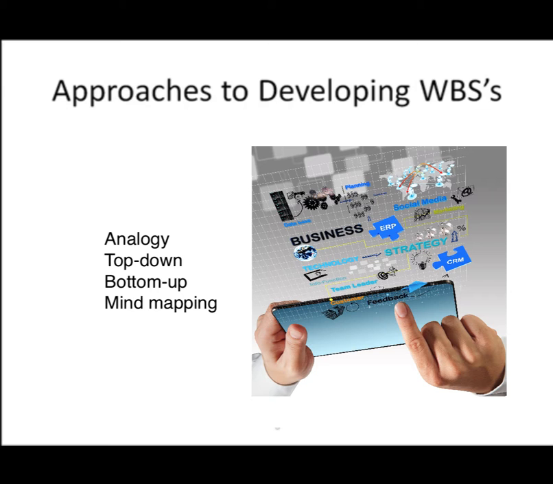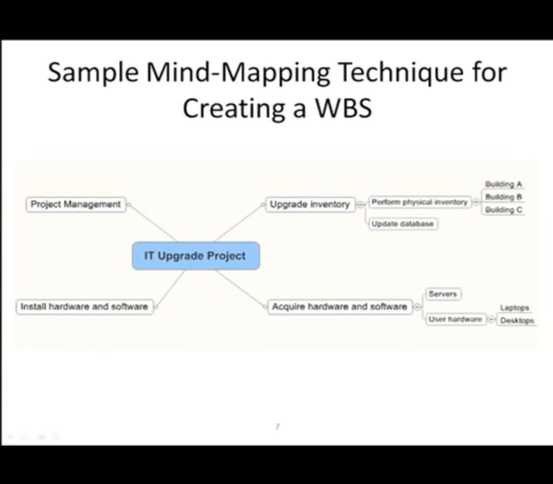Let's look at an example of mind mapping. In this case, we have an IT upgrade project. The arm that's radiating out from the top right is called upgrade inventory. Upgrade inventory was considered a major category of work, and as that is drilled down, it needed to perform a physical inventory and then update database. So within the perform physical inventory, it was drilled down into 3 buildings.